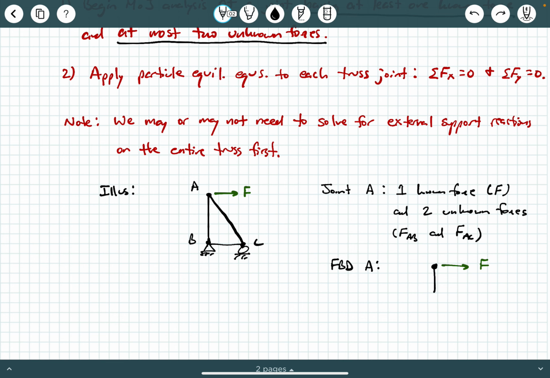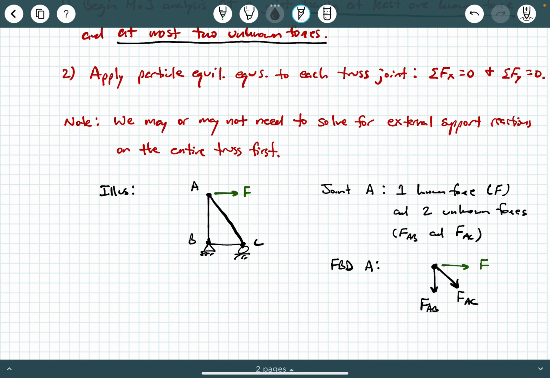I've got FAB and I've got FAC here. So these member forces are the unknown forces, right? I mean, that's what you're trying to find. You're trying to find what the member forces are. So you would start in this illustration at joint A.